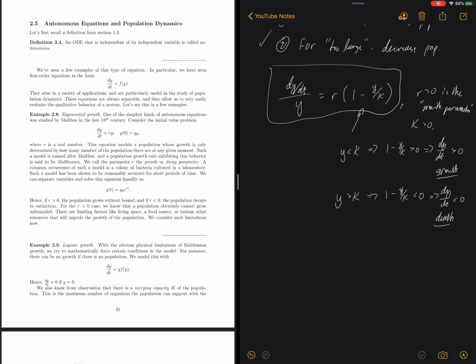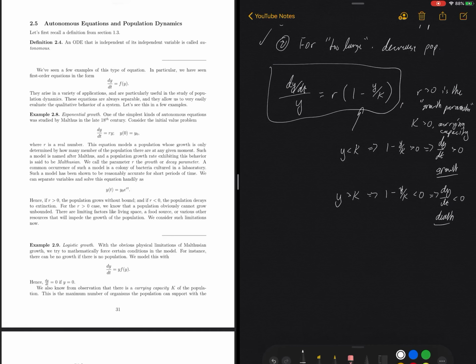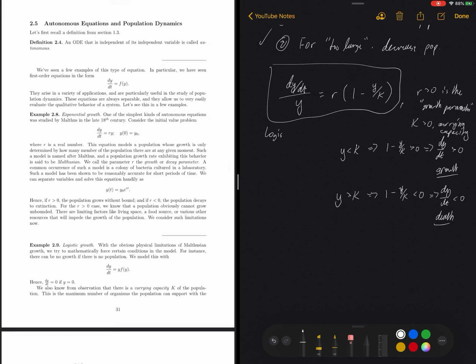So this model here is a proposed mechanism by which we can satisfy those two rules. And this k is called the carrying capacity. It's a measure of how many individuals your resources can sustain. And this model here, this box, is the logistic growth model.